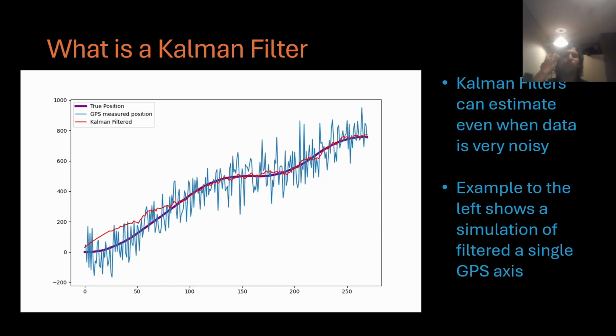Now here's a little example. This graph, I made a little Python simulation and it is GPS measured position, so you can see the spiky blue signal, that's all GPS positions over time.